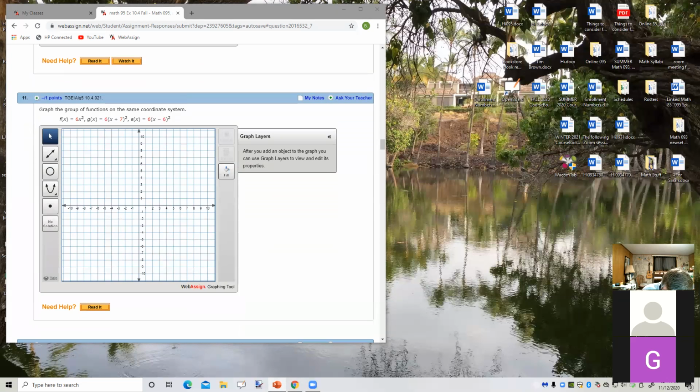So we've got f of x equals 6x squared. g of x equals 6 times (x plus 7) squared. And s of x equals 6 times (x minus 6) squared. Okay.